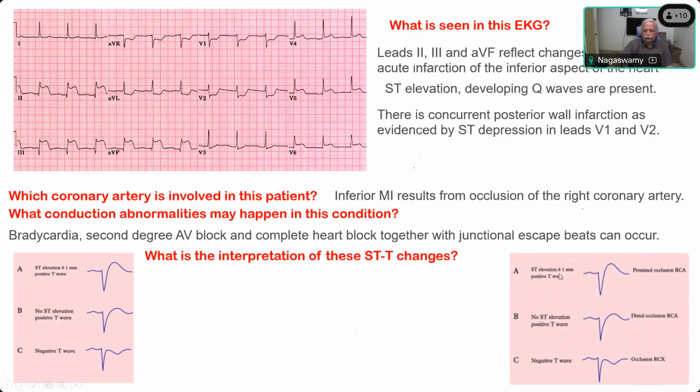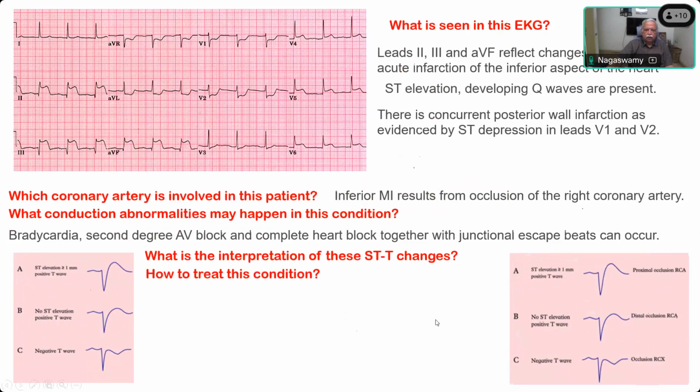Yes. ST elevation with a positive T wave: proximal occlusion of the right coronary artery. No ST elevation with a positive T wave: distal occlusion of the right coronary artery. And if it is a negative T wave, it is a right circumflex occlusion. So these two are proximal and distal occlusion of the main right coronary artery. Negative T wave in chest leads: distal occlusion of the circumflex, a branch of the right main coronary artery.